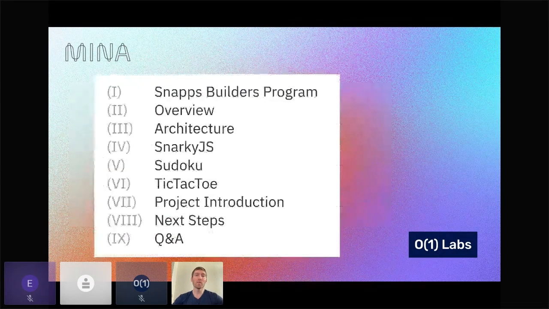For today, we're going to start off talking about the Snapps Builders program, then a brief overview of Mina and some use cases for Snapps. I'm going to talk about the architecture of Snapps, how it's designed. Then we're going to talk about SnarkyJS, a brief recap of the basics of that library. And then we'll have a couple examples, a Sudoku example and a TicTacToe example. Then we'll have Brandon introduce the projects that you'll have the chance to work on, and then we'll talk about some next steps and have an open Q&A at the end.